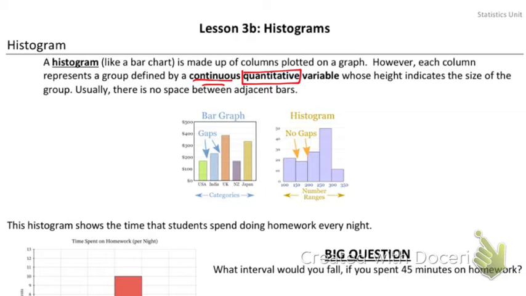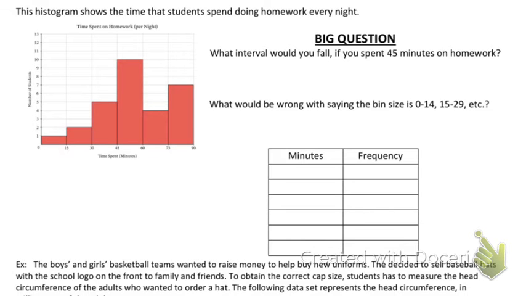All right, so today we're going to talk about histograms. Histograms have some quirks to them. This histogram shows the time that students spend doing homework every night. So we look at here, and we have intervals 0 to 15, 15 to 30, 45, 60, 75, and then 90. These are all our different intervals. Note that this is continuous. We have numbers that represent 0 all the way through 90.